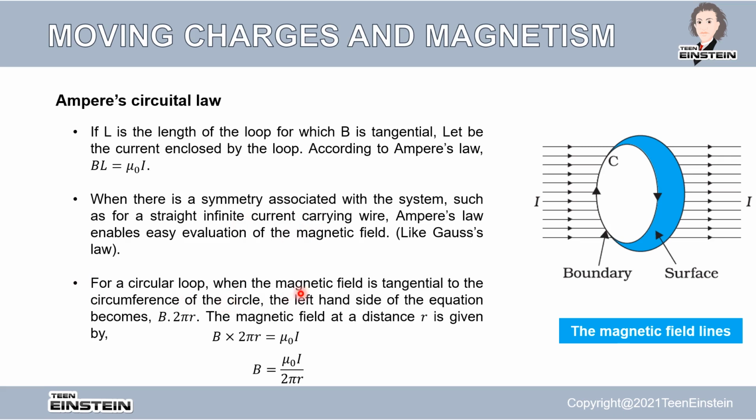For a circular loop, when the magnetic field is tangential to the circumference of the circle, the left-hand side of the equation becomes B dot 2 pi r. Why is this the case? If you have a circular loop, the length of the loop is going to be 2 pi r, that is the circumference of the loop. Then we have on the left hand side B dot 2 pi r. On the right hand side, we have mu 0 into I. So if you want to find the magnetic field, then magnetic field equals mu 0 I by 2 pi r.